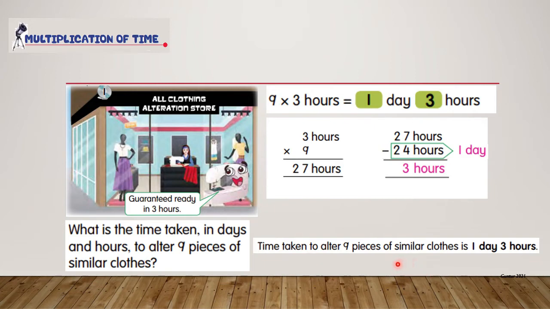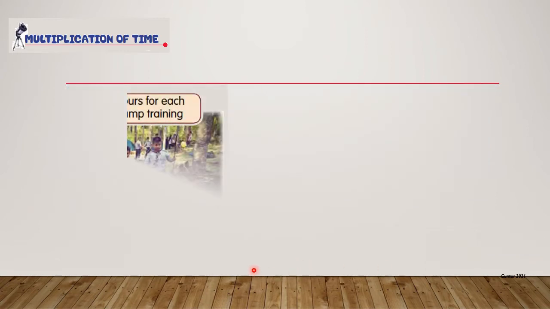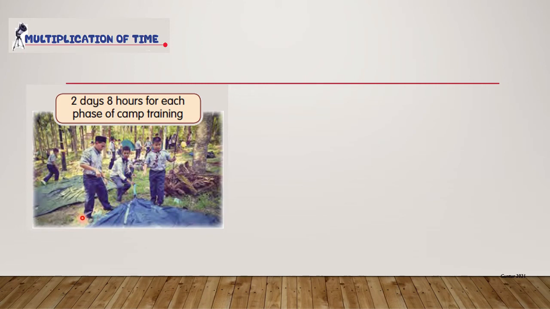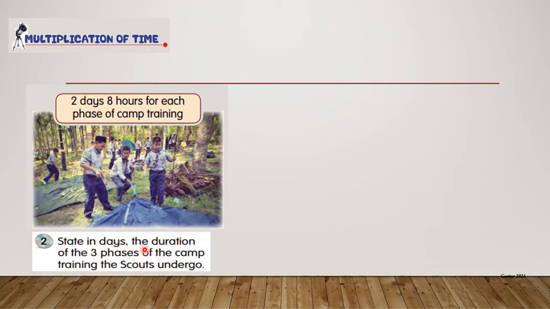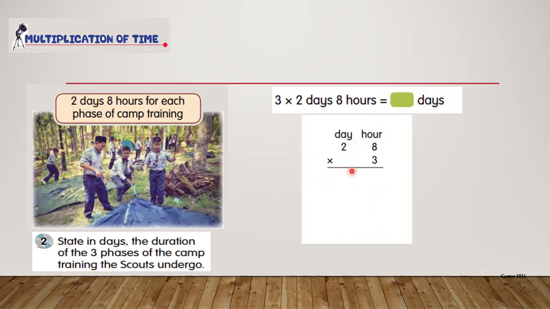Okay, we continue on the next page. Okay, in this picture, stated that 2 days 8 hours for each phase of camp training. State in days the duration of 3 phases of the camp training the scouts undergo. 3 phases. Okay, one phase is 2 days 8 hours. So we write the question. 3 times 2 days 8 hours. The answer in days. Now we separate between days and hours to times. 2 days and 8 hours times with 3.